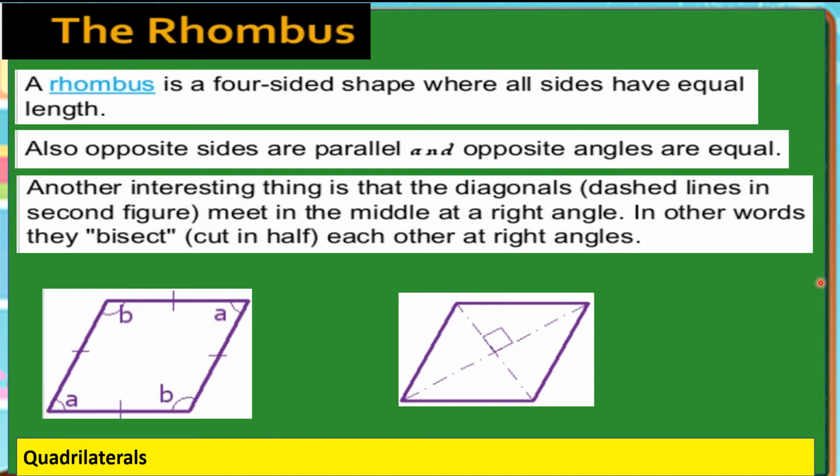Another interesting thing is that the diagonals, the dashed lines in the second figure, meet in the middle at a right angle. In other words, they bisect each other, or cut each other in half, forming right angles. So these are the diagonals of a rhombus. When they bisect each other, they form perpendicular lines which result in a right angle.